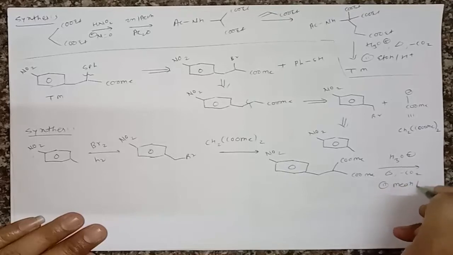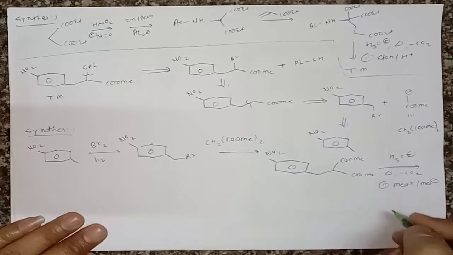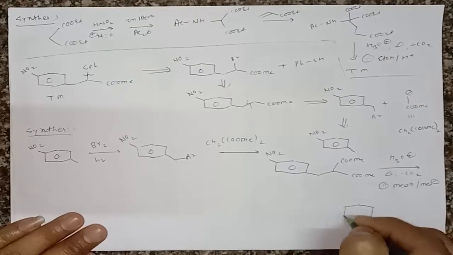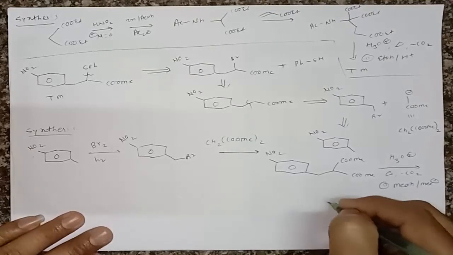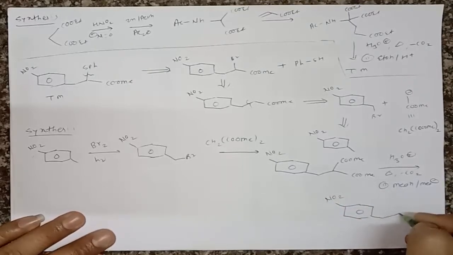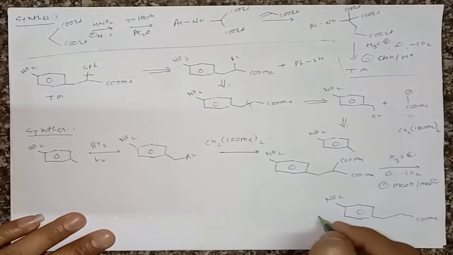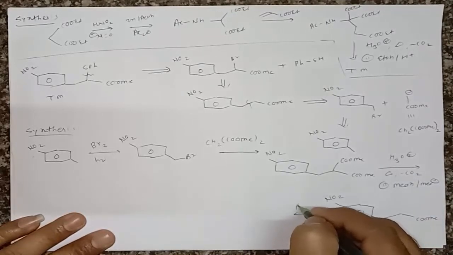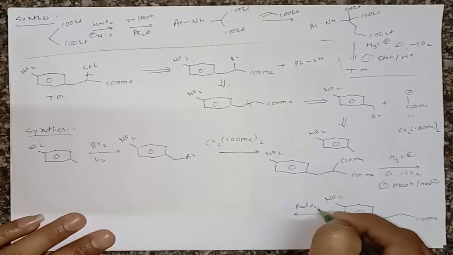compound with methanol in the presence of sodium methoxide, right? So what does it give? It gives formation of a compound like this, NO2, CH2, then CH2COOMe. Now we have to treat this compound with red phosphorus plus bromine.